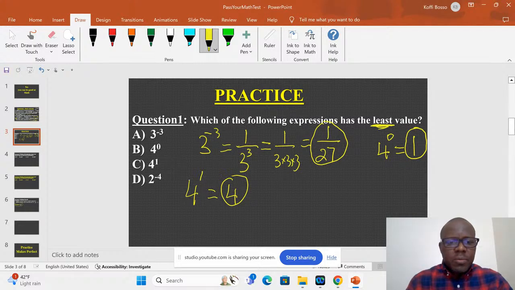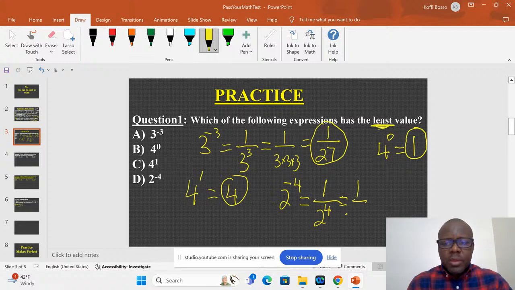And the last one has 2 raised to negative 4. Again, I will turn this into a fraction. That will be 1 divided by 2 with positive 4. Remember, this is 1 over 2 multiplied by 2, multiplied by 2, multiplied by 2. We multiply 2 by itself, repeating this 4 times. Now if we do the calculation, you have a 1 in the numerator, and the denominator is 16.